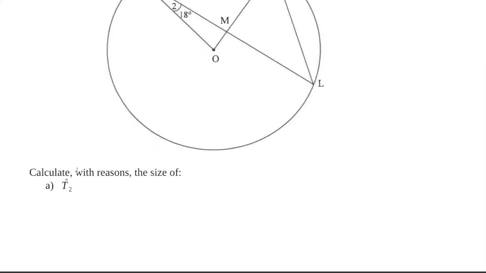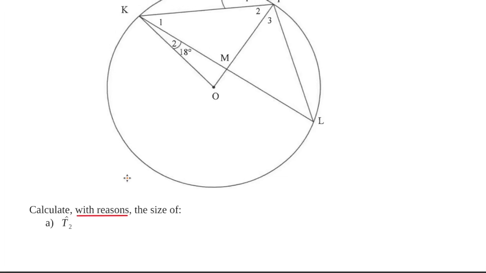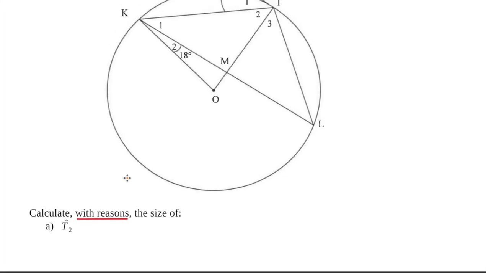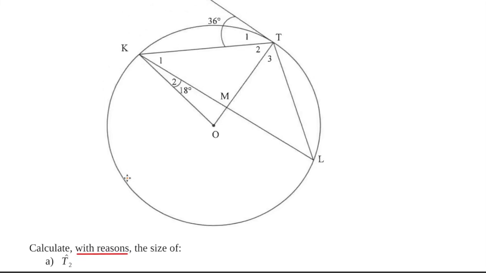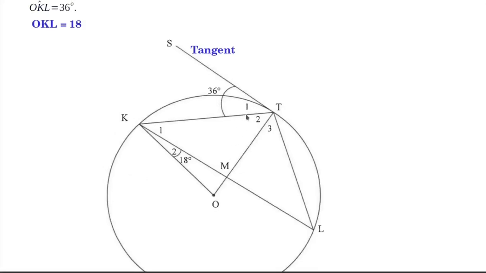Calculate with reasons. Here's the thing for circle geometry: you are required to supply proper reasons. Not just "it's obvious". Once you write "it's obvious", just know you've successfully awarded yourself 0 marks. Now we are required to find T2. T2 is this angle here.